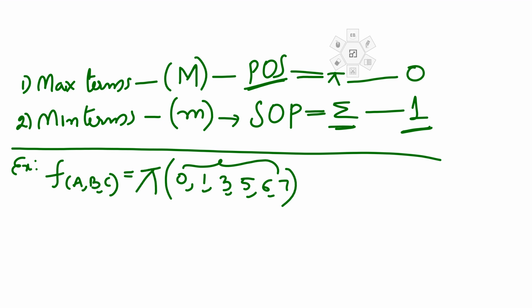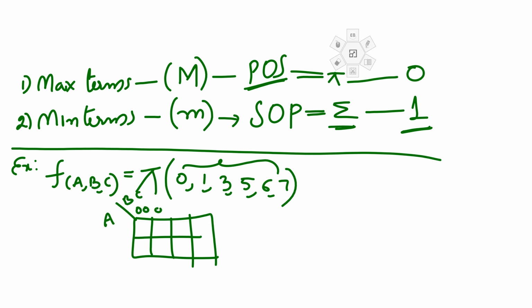That means I have to draw the same K map of 3 variables. Here there is A, B and C. I have to write the same 0 0, 0 1, 1 1, 1 0, and 0 and 1. This is not going to change for min term and for max term also. This is always constant. The K map always has 8 cells only.